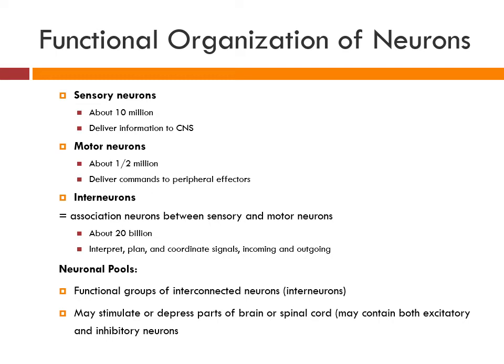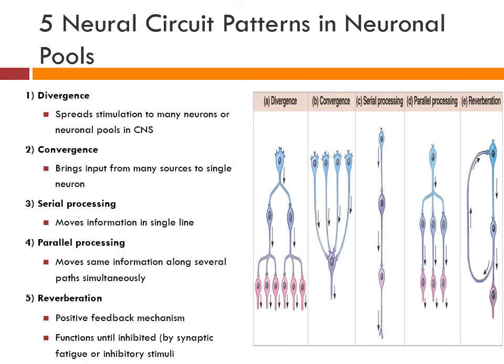Neuronal pools are functional groups of interconnected neurons or interneurons that can stimulate or depress parts of the brain or the spinal cord. So they can have excitatory or inhibitory neurons that can either increase an impulse that's coming in or suppress an impulse that's coming in. Our neurons function in different patterns. So we're going to look at each of those patterns.